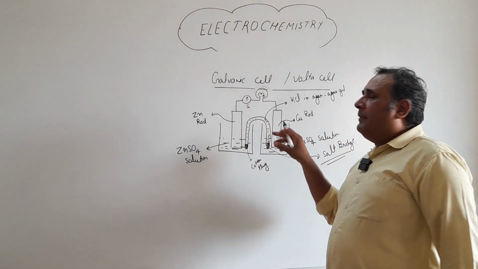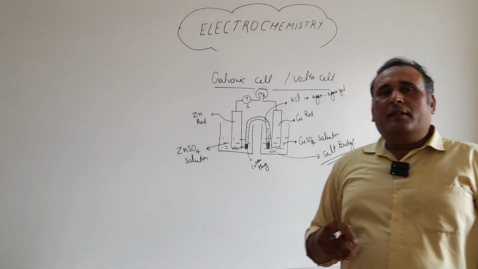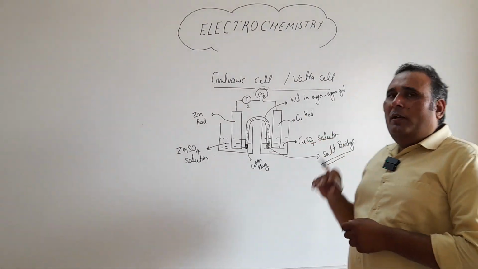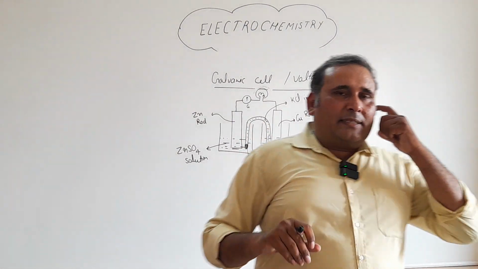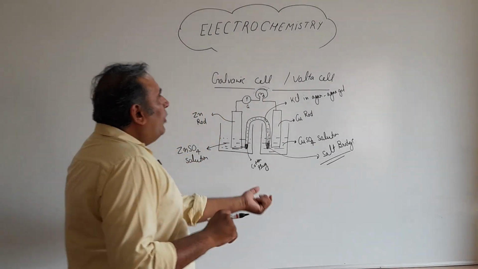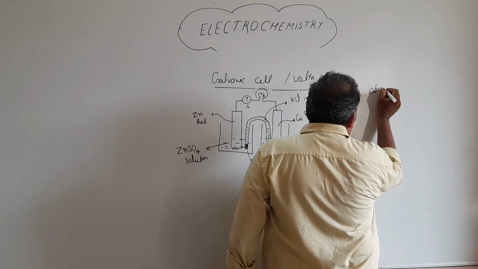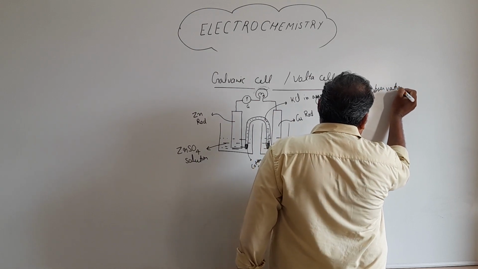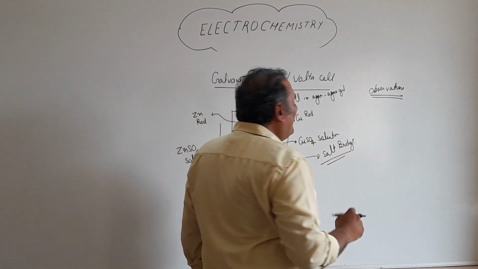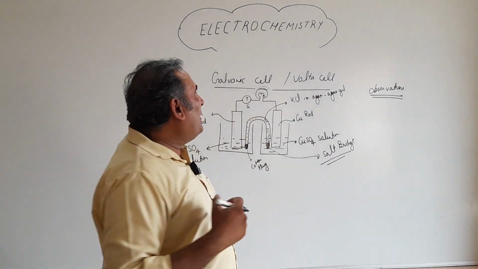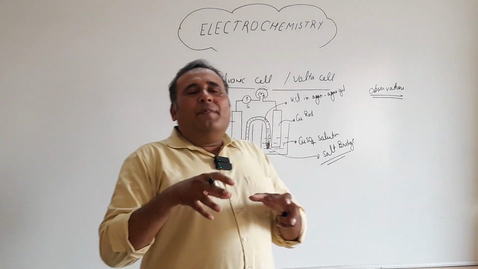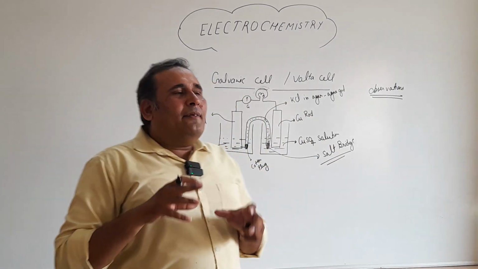So this U-shaped glass tube is called a salt bridge. When we set up this whole system, there are some observations which we can observe. So what are the observations? First observation is, as soon as we set up this system, what happened?